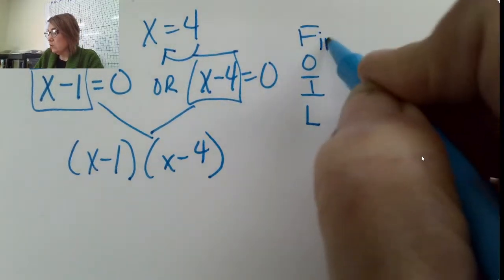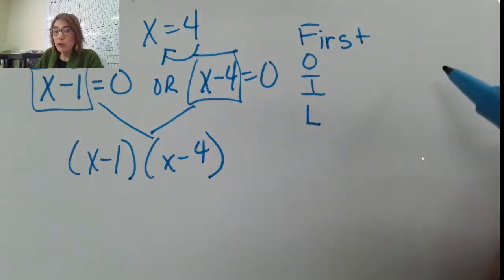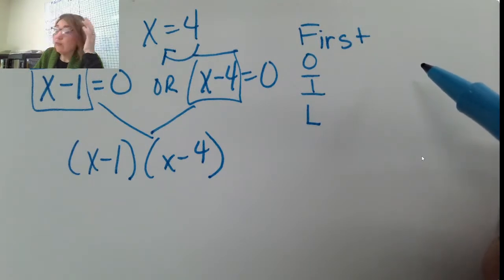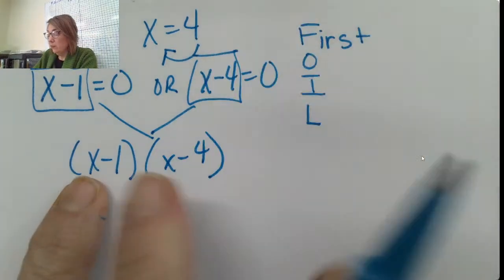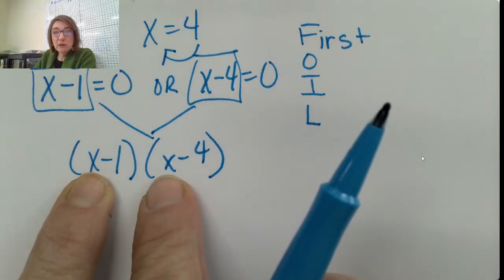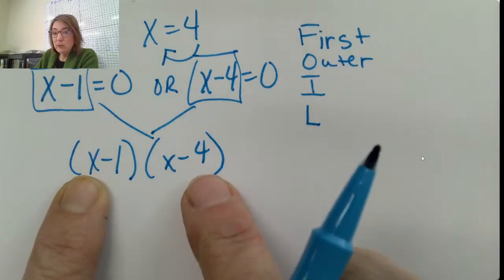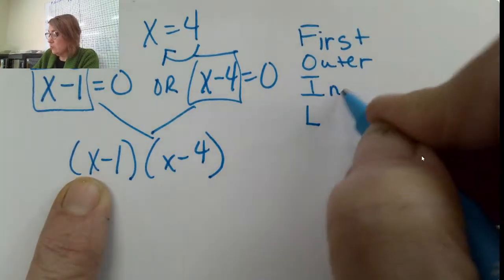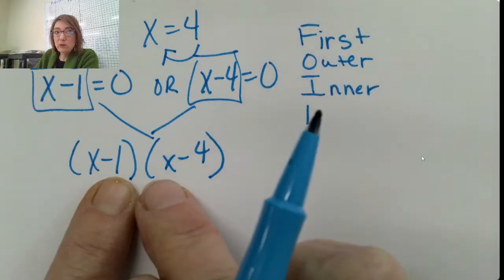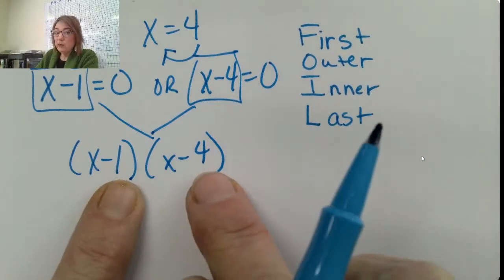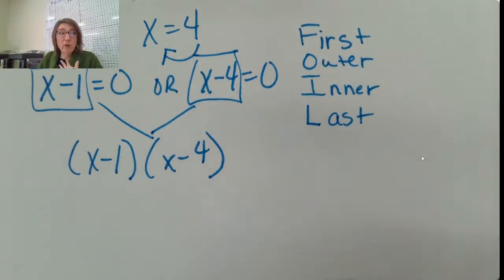F stands for first. That means the first two terms: the first term in this one and the first term in that one. O stands for outer. That means the outside two terms. I stands for inner. That means the inside two terms. And then L stands for last, and that means the last two. Now, I don't normally teach FOIL. I'm just refreshing your memory if that's the way you learned it.